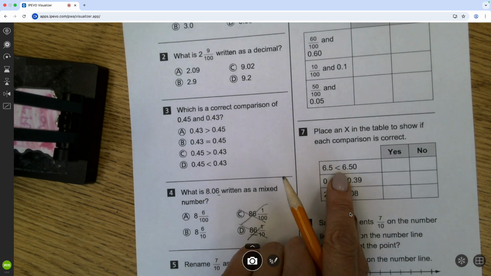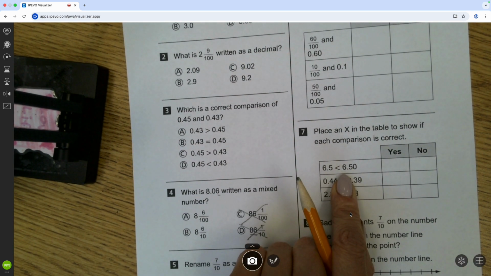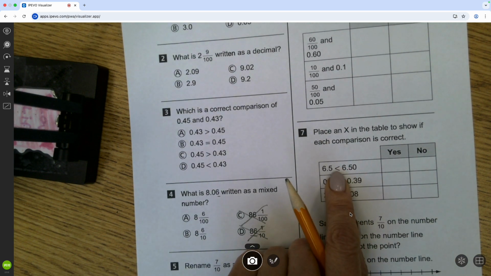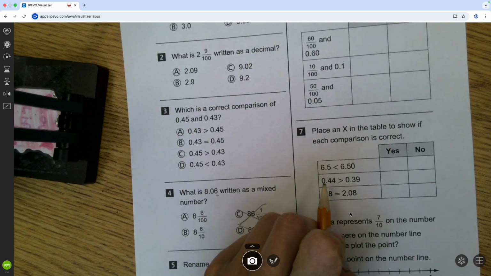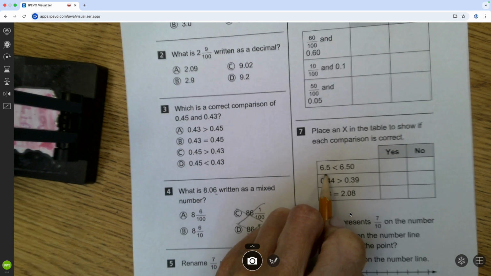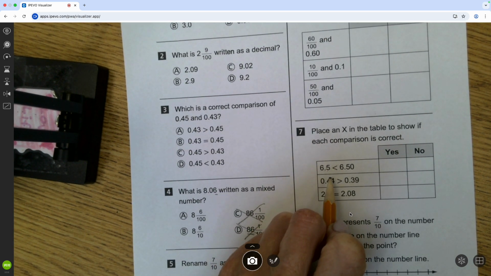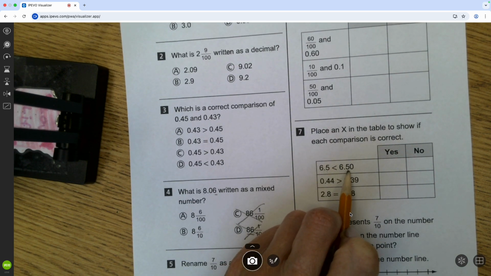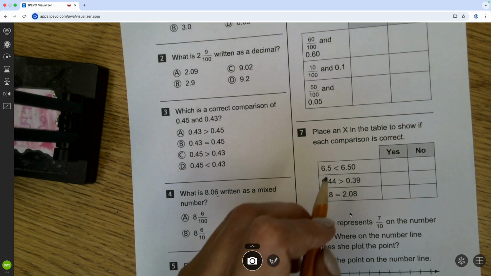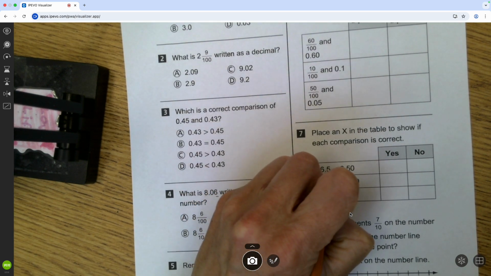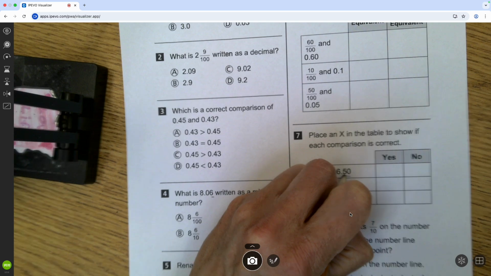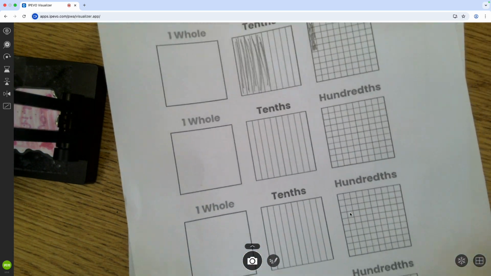I actually want to go over this with you. So you have 6 and 5 tenths and 6 and 50 hundredths. So if you look, the whole numbers are the same. So we're really comparing 5 tenths and 50 hundredths. Let's see if they're the same.